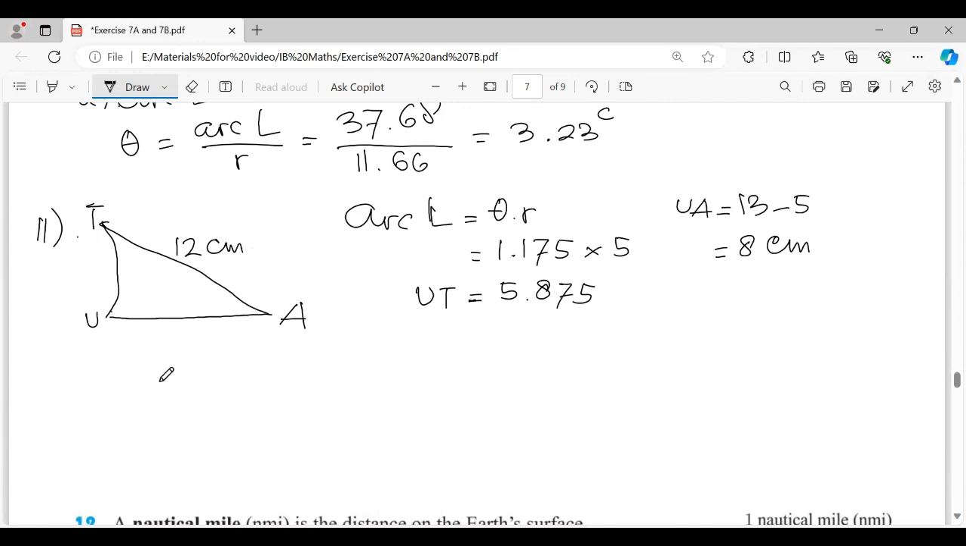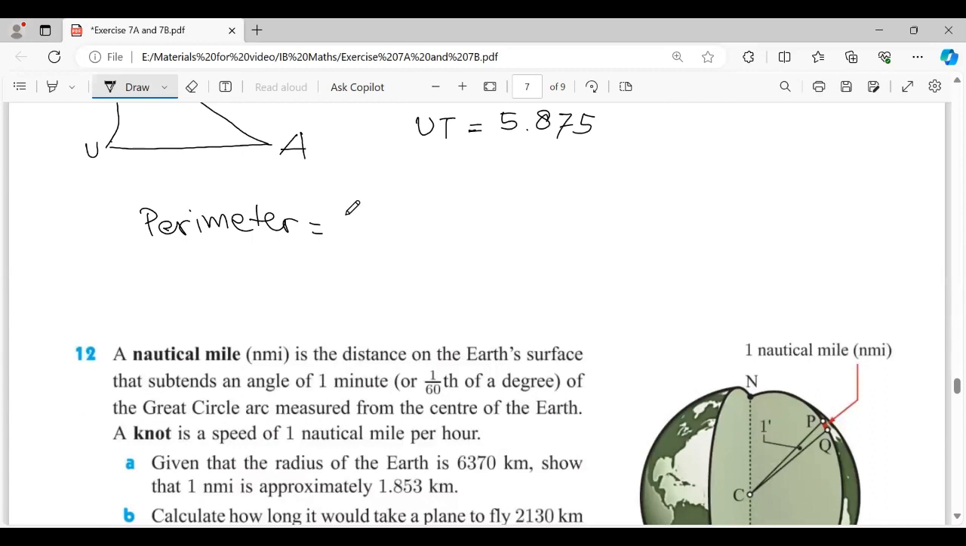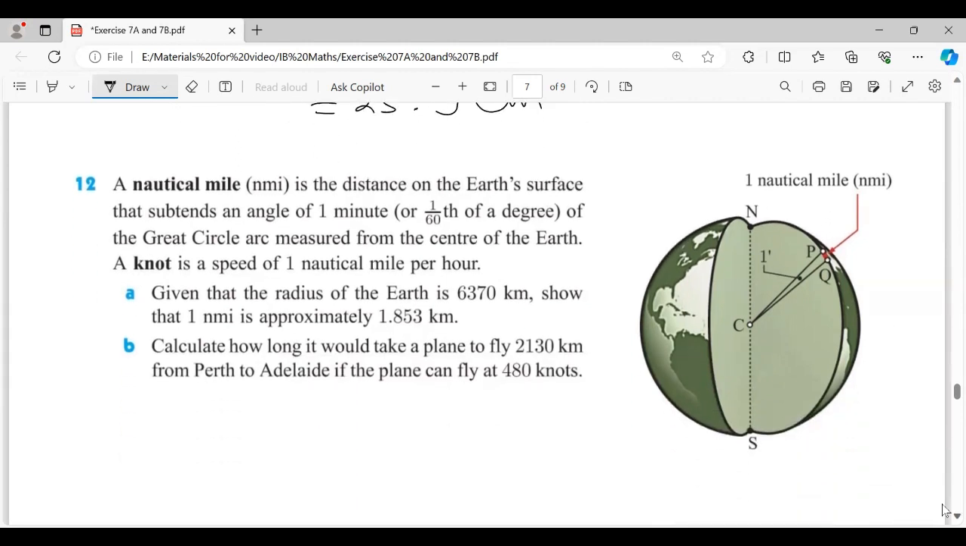Okay, so the perimeter. The perimeter equals 5.875 plus 8 plus 12 equals 25.9 centimeters. Yeah. Next, number 12. Okay. Number 12. Yep.